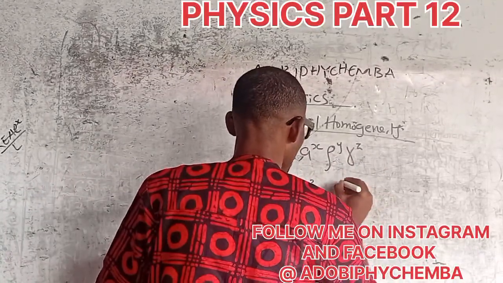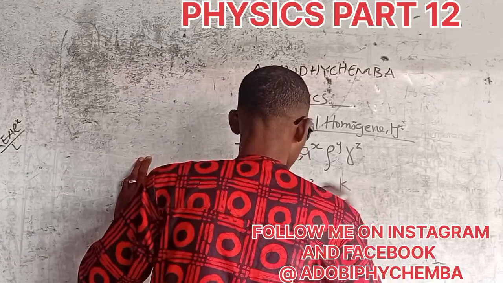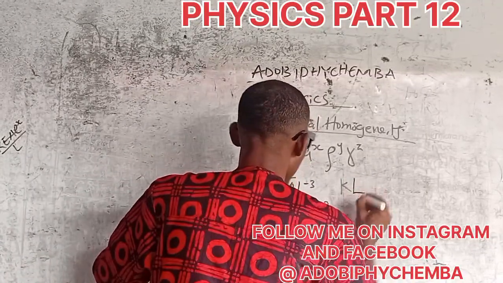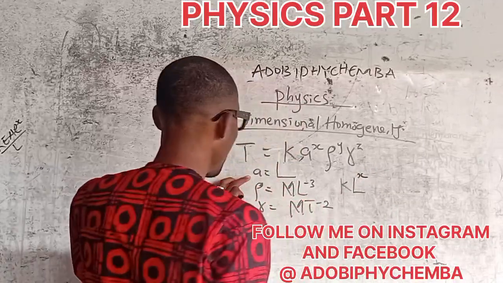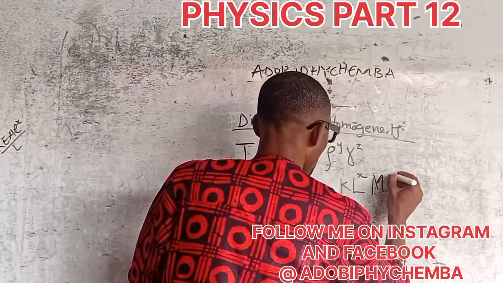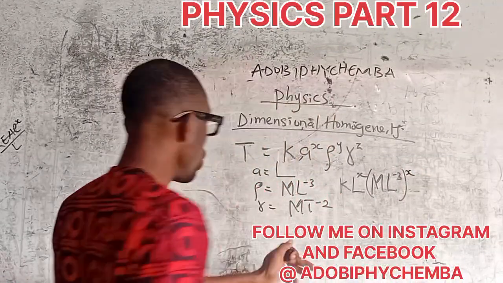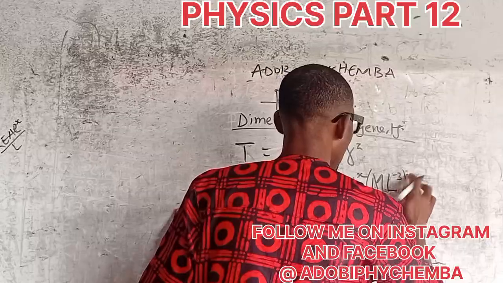So you say K. The K is constant, okay? Take note. K will now be, what is A? You put L here, raised to power X. And then you have density ML raised to power minus 3, put in bracket, and you put your Y here. Okay? Do you know the reason why you are doing that?